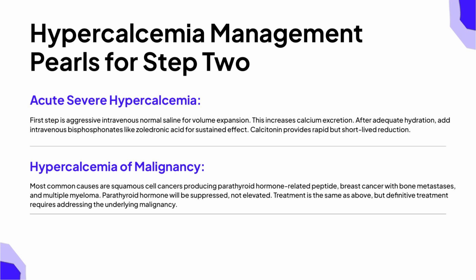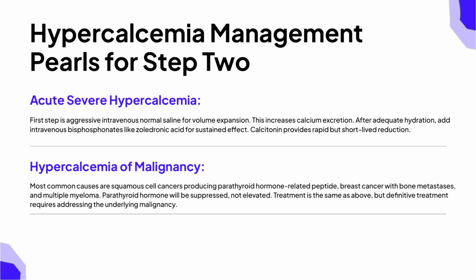After adequate hydration, add intravenous bisphosphonates such as zoledronic acid. This inhibits osteoclast activity and provides sustained calcium lowering over days to weeks. Calcitonin works within hours, but the effect wears off quickly due to tachyphylaxis.